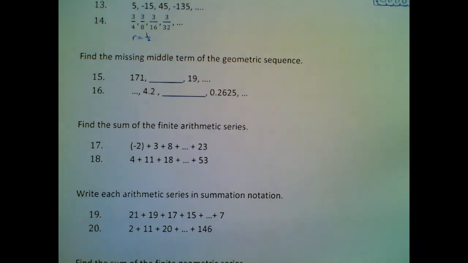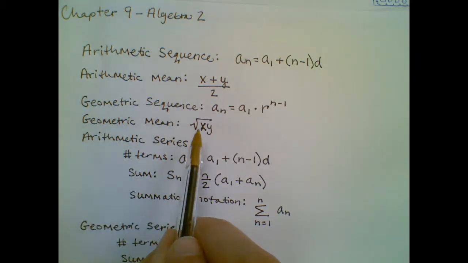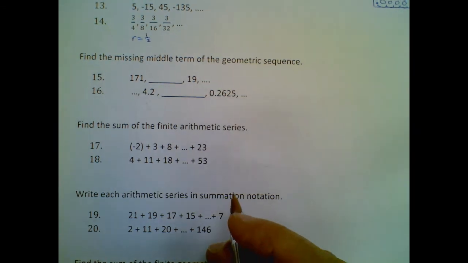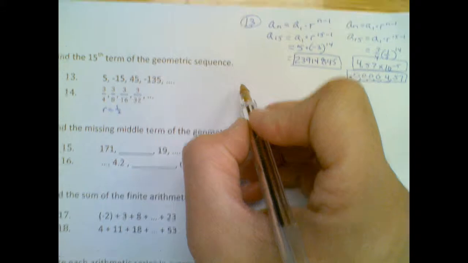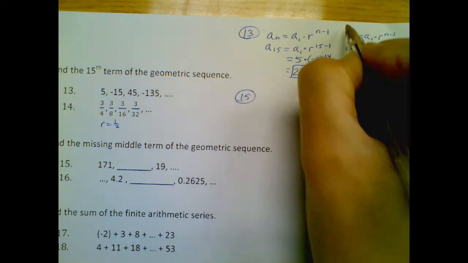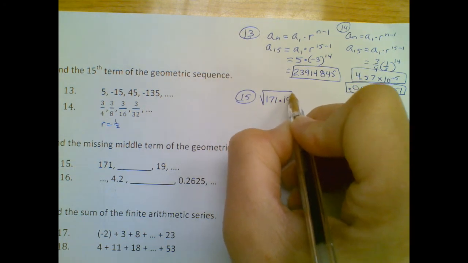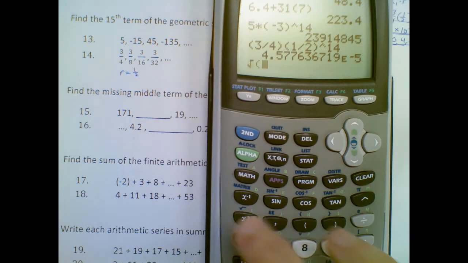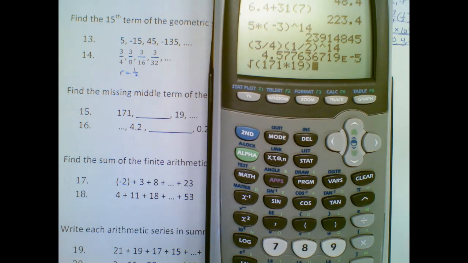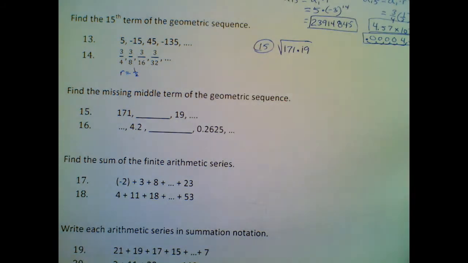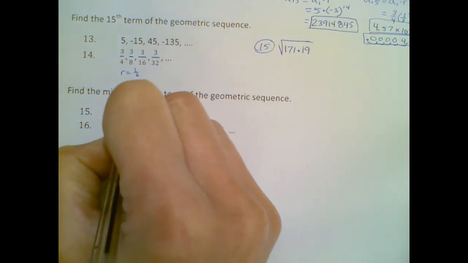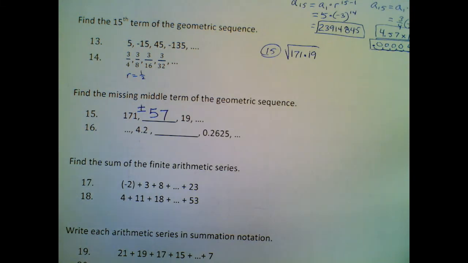The next one, it says find the missing middle number of the geometric sequence. So in our formula sheet, we're going to geometric mean, which is the square root of x times y. Again, it doesn't matter which one is our x and which one is our y. So we're going to come up here, we're going to take the square root of 171 times our 19. We get 57. Make sure for the geometric sequences we need a plus or minus sign in front of each of them because we don't know if their pattern is multiplying by a positive or if it's multiplying by a negative. We need to know that 4th term.